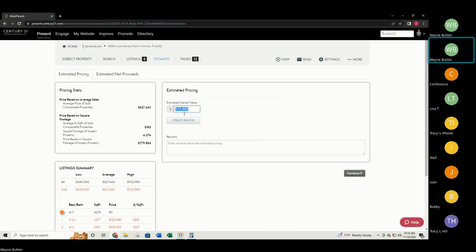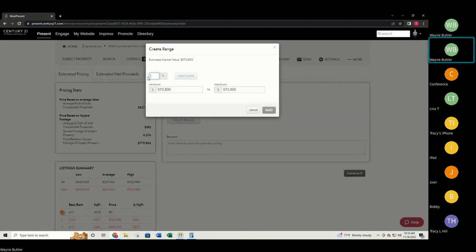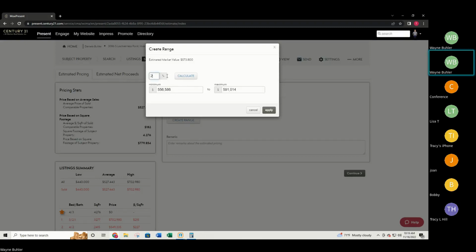But what I want to show too, you have the create range part here. You want to click that button and you want to give yourself, again, that range. Now you can play with this. You could say, all right, let's do 3%. 556 to 5, yeah, it might be a little too high. Let's bump it down to 2%. Because again, anytime the seller gets a range, what do they look at? High number. High number. They don't ever look at anything else, right?